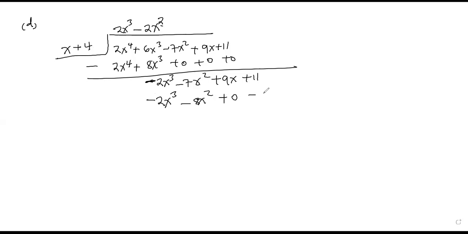Plus a 0 here, plus a 0 here. You subtract again. When you subtract minus 2x cubed minus negative 2x cubed, this will be a 0. Negative 7x squared minus negative 8x squared, we will get x squared.